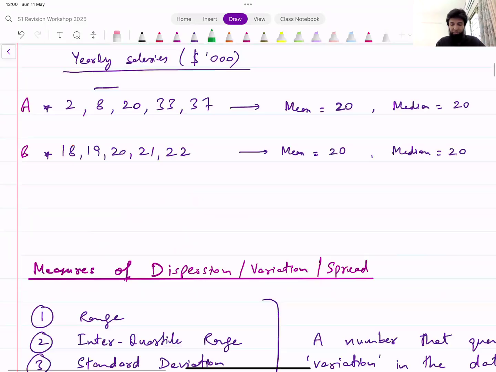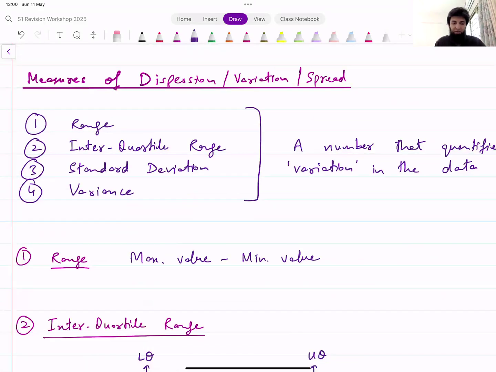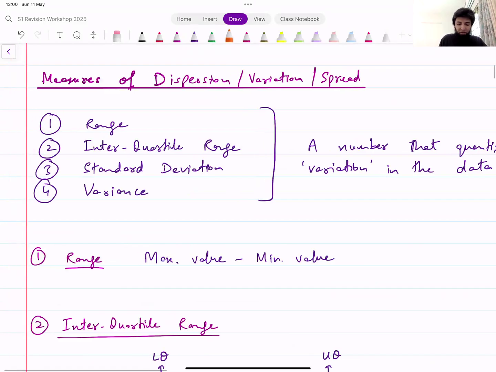So we have some measures that we call measures of dispersion. The other names for these are measures of variation, measures of spread. There are 4 of them that we need to know about: range, interquartile range, standard deviation, and variance. Range is just maximum value minus the minimum value. But it's not a very good measure in practice because it's affected by extreme values.